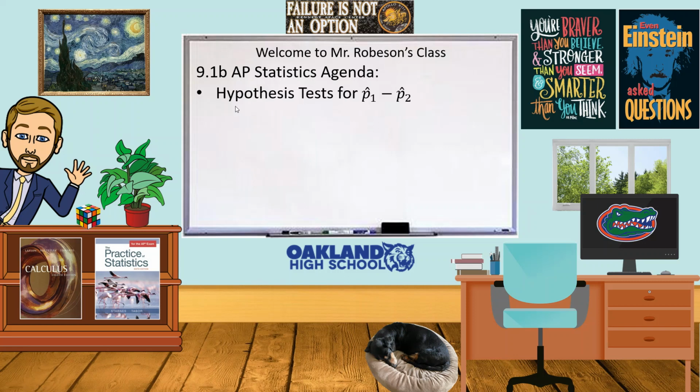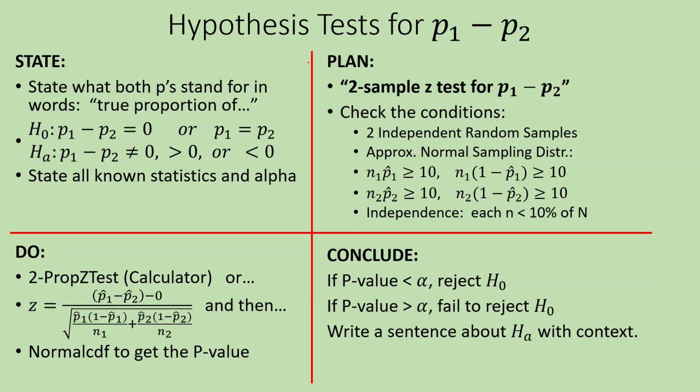Hey guys, we're back here with the second part of 9.1. Again, we're looking at the difference of two proportions, and now we're going to take a look at hypothesis tests for two proportions. All right, so here's the plan for the hypothesis test. So again, there's lots of stuff we have to do. It's basically like doing everything twice.